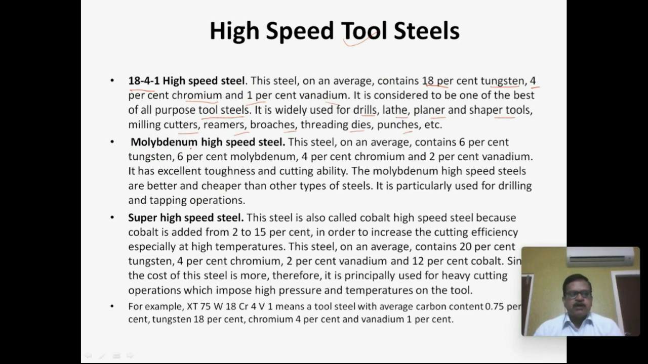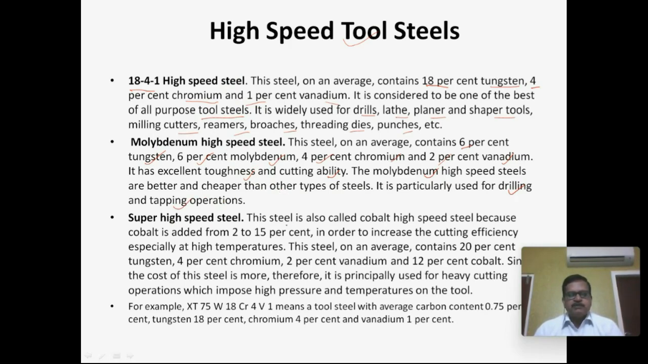Next, molybdenum high speed steel. In this steel you have 6% tungsten and 6% molybdenum, 4% chromium, 2% vanadium. It has excellent toughness and cutting ability. The addition of molybdenum increases its usage for drilling and tapping operations. When compared to the 18-4-1, the molybdenum is relatively cheaper.